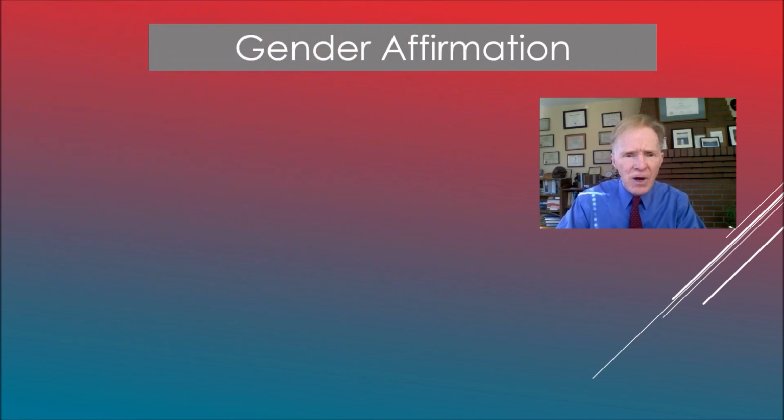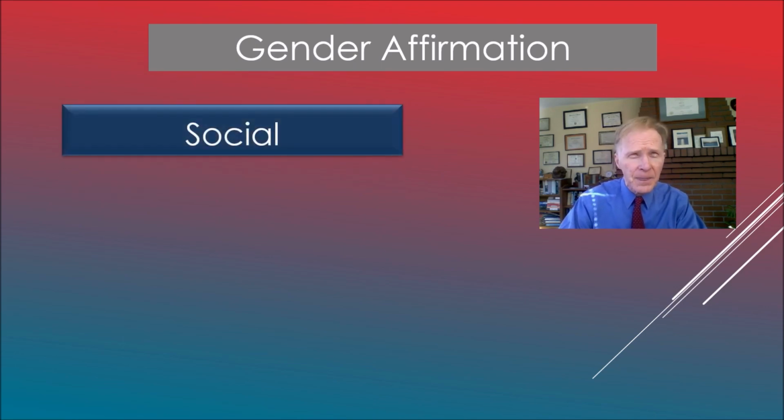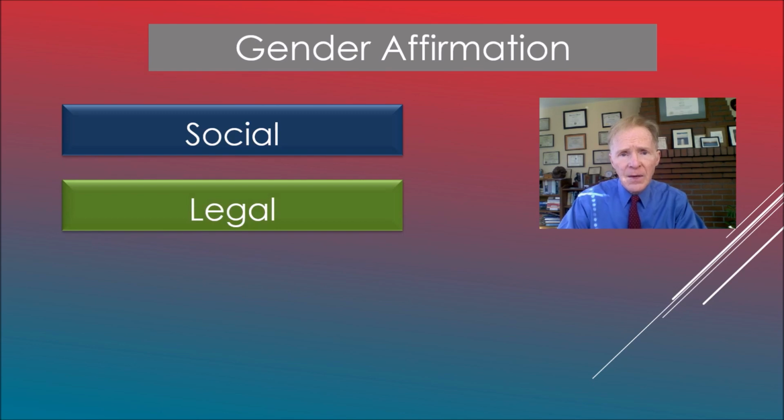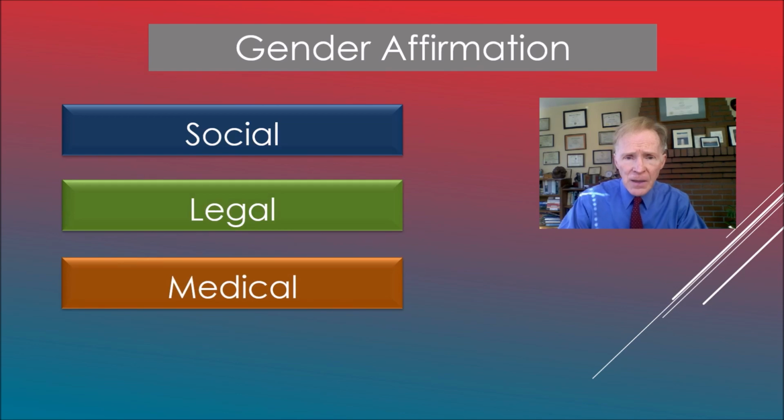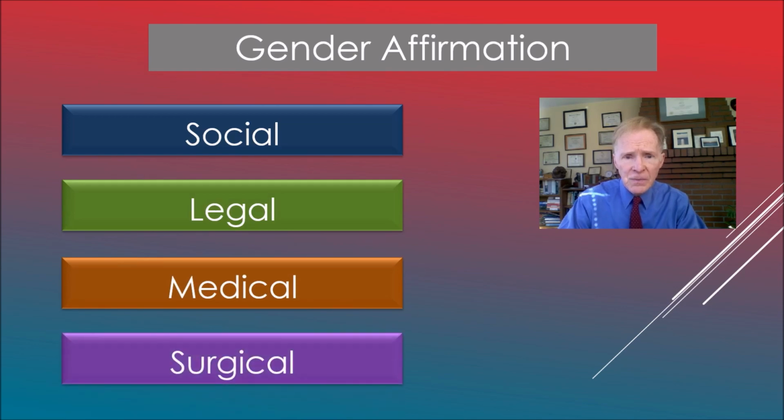In this lesson, we're going to cover gender affirmation, and part of that affirmation process, there are 4 components, and we're going to look at them right now. The first one is social affirmation, and then legal affirmation, medical affirmation, and surgical affirmation. So in these next slides, we're going to explain and define what each one of those sections means.